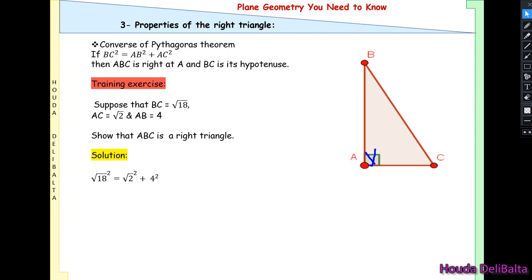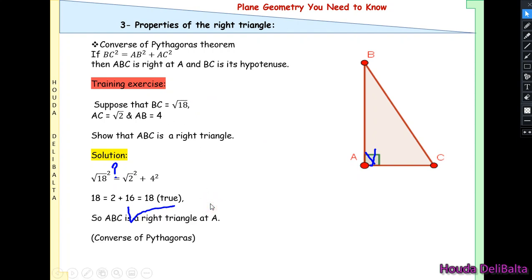We just have to evaluate. Is radical 18 squared equal to radical 2 squared plus 4 squared? Is that true? Let's see. Radical 18 squared is 18. Radical 2 squared is 2 and 4 squared is 16. 18 equals 2 plus 16, which is 18. True. Then we deduce that this triangle is right at A and the hypotenuse is the longest side, as you see here, which is BC. And thus ABC is a right triangle and the reason is written as converse of Pythagoras.